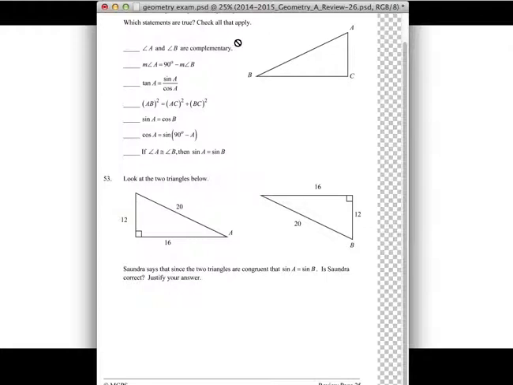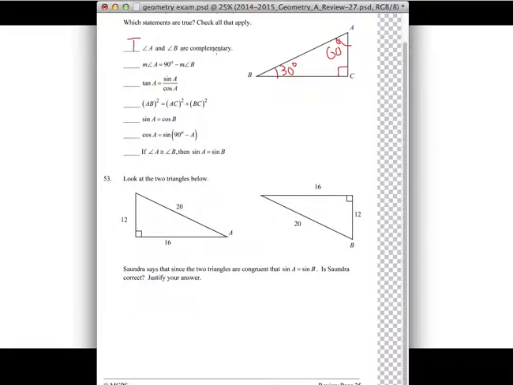A and B are complementary. Complementary means they add to 90 degrees, which is true. Because you can see A and B make 90 degrees, and this is 90. Altogether 180 for the triangle. If you remember, this right here, we can put a number. Let's put 30 degrees on it, and this is 60 degrees, just to help us see it.